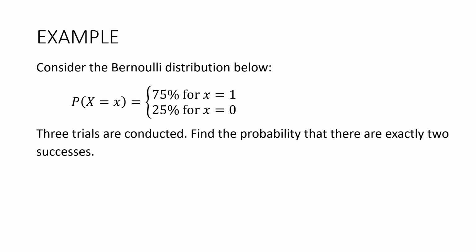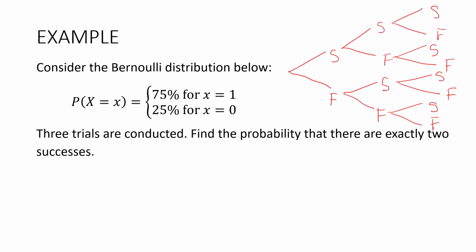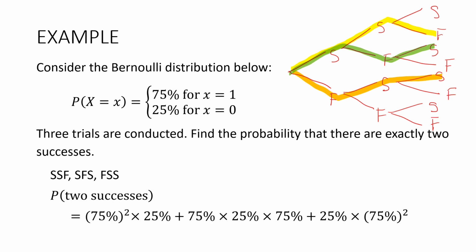So let's consider the Bernoulli distribution below. We have probability of success of 75%, probability of failure 25%. 3 trials are conducted. Find the probability that there are exactly 2 successes. Now, back when you were learning about probability in Year 11, you would have drawn a tree diagram for this. And if we want exactly 2 successes, there are 3 ways we can get that. We can have success, success, failure, or we can have success, failure, success, or we can have failure, success, success. Now let's just multiply those probabilities together. I'll just put it up on the screen and talk you through it. So probability of 2 successes, we're going to have success times success times failure plus success times failure times success plus failure times success times success. And so the probability is 42.19%.